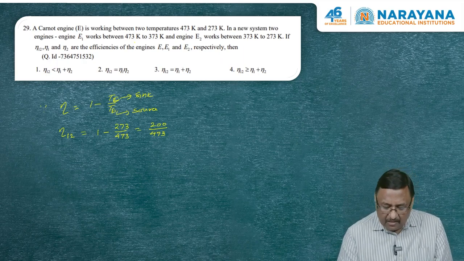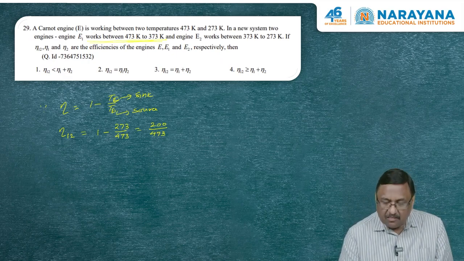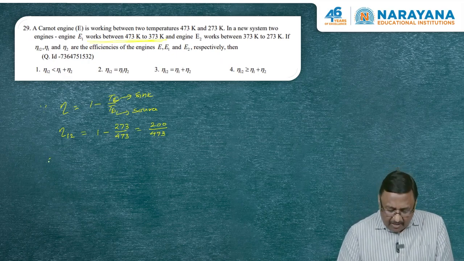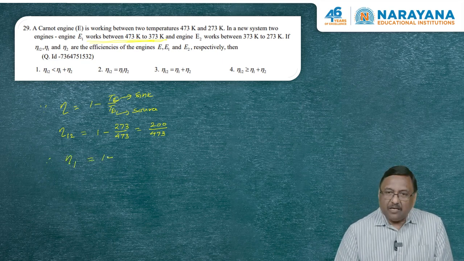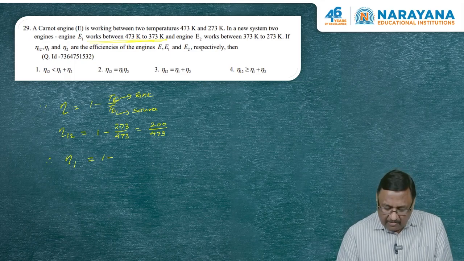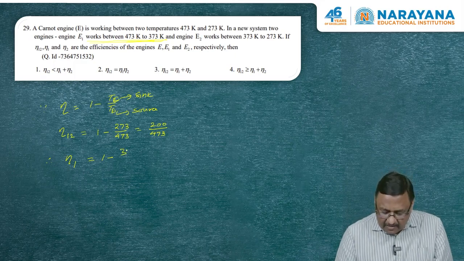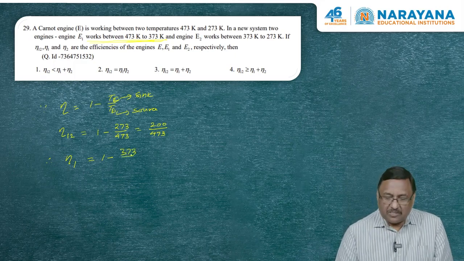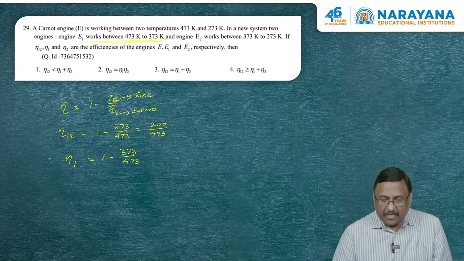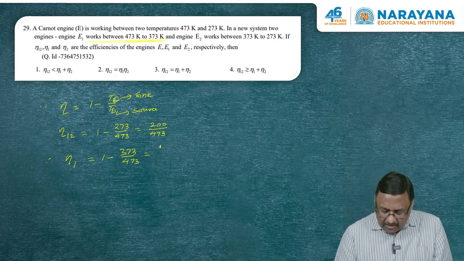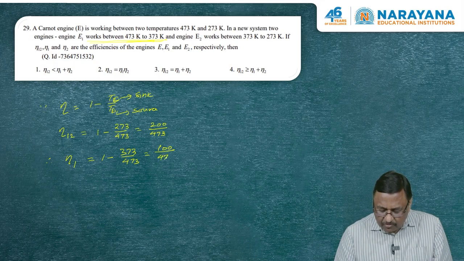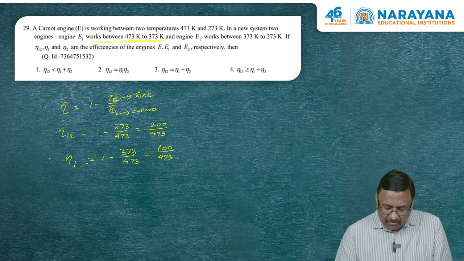Similarly, you write here, because E1 works between these two temperatures 473 and 373. If I write these things, so I can write for you, that eta 1 is going to be 1 minus, again, the temperature of sink divided by temperature of source. Now working temperatures you are saying are 473 and 373. That means I can write it as 373 as my temperature of the sink divided by 473 as my temperature of the source. What does this give? It is going to give you 100 upon 473. That is this value of eta 1.